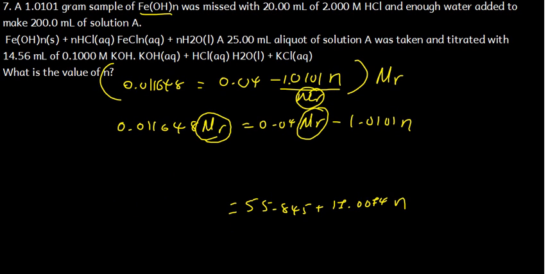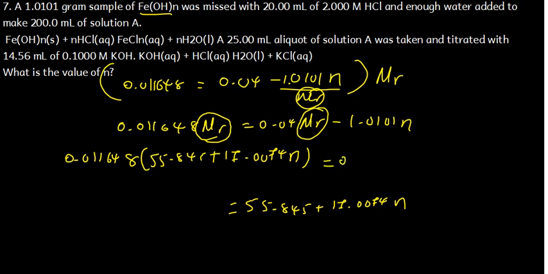We'll go on and then substitute. So this will be 0.01648. Where there is molar mass, we're going to put 55.845 plus 17.0074 N. And this should be equal to 0.04, and then 55.845 plus 17.0074 again N there, and then minus 1.0101 N. Let me just write here since there's no space.